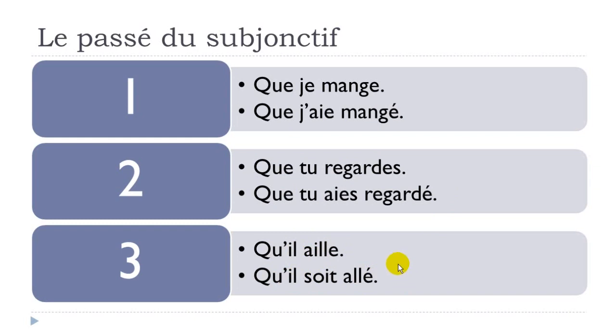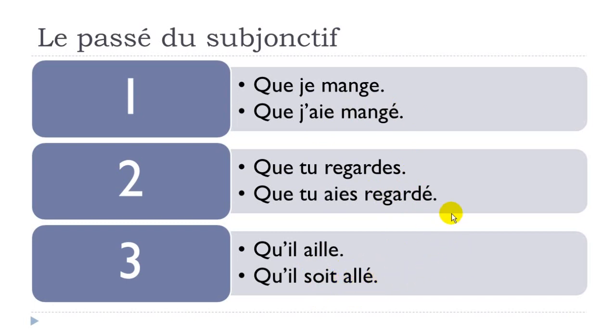So if you have a look at it, first, what can you spot? You can spot that first here and here, you've got avoir, the subjonctif présent form, and then after that you've got this participe passé here and here. And here we've got être, and after that we've got the participe passé form.